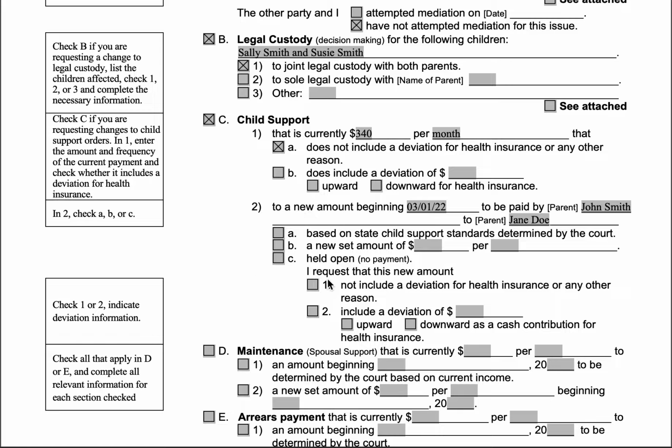So then you have 3 choices for what the new amount will be. You can either indicate that you want it to be based on state child support standards.